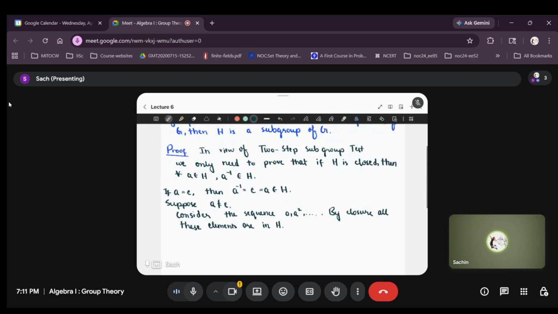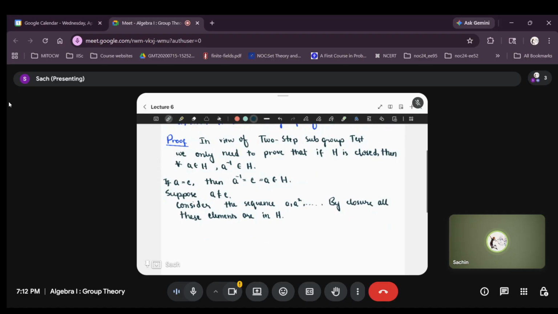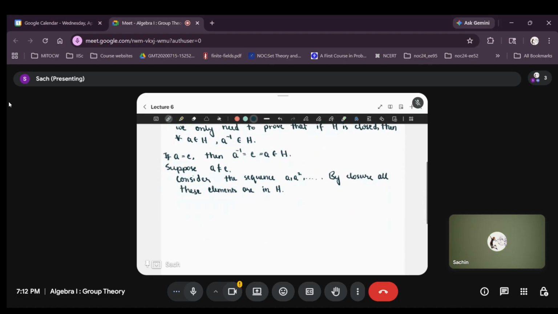Because I have assumed that H is closed, I am showing that if H is closed and H is finite, then every element has an inverse. So by closure, all the elements A square, A cube are all in H. But H is finite. So A power I is equal to A power J for some I and J.